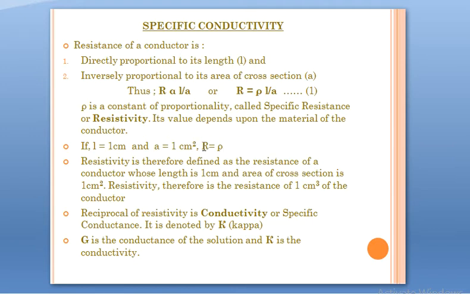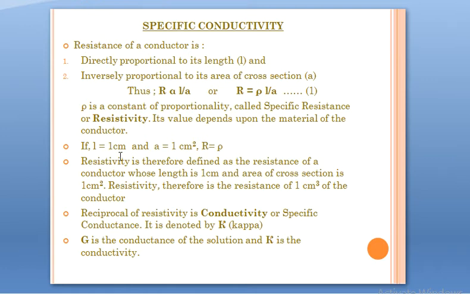Rho is equal to R. But when the conductor has length equal to 1 centimeter and area of cross section is 1 square centimeter, we're therefore talking about a cube. Thus, in very simple terms, we can say resistivity is the resistance of 1 cubic centimeter of the conductor. Right? Now what have we done here?